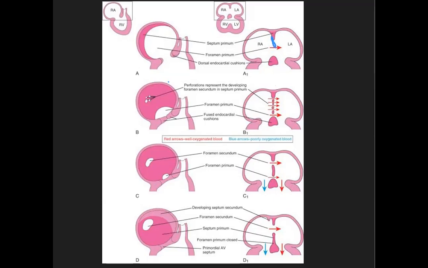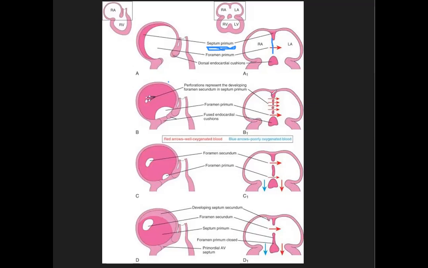It comes down till here. Not here, sorry. It comes down till here. A little portion is left for the blood to flow. It comes down till here, but it does not fuse to the endocardial cushion completely. I'm talking about the septum primum. Please focus on this. It will come down, but it will not fuse to the endocardial cushion.